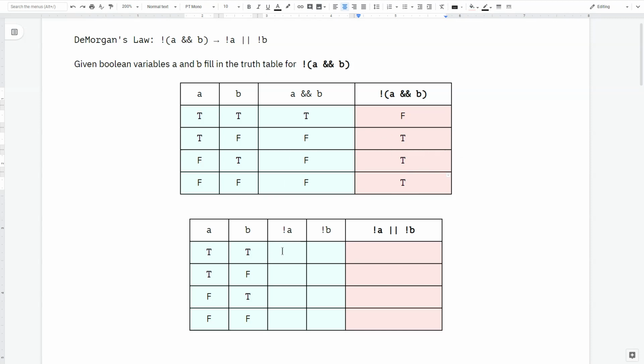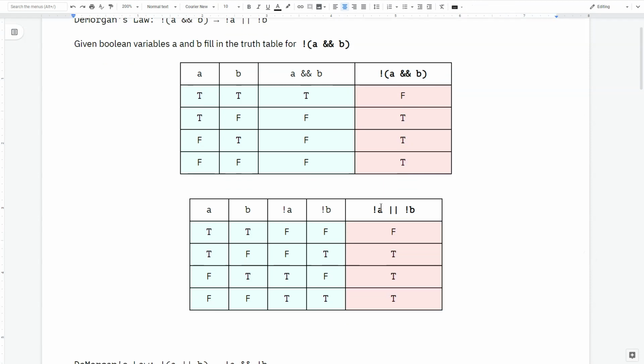And then for the second truth table, I have not A, not B, and then the or between them. So not A is just the opposite of A: false, false, true, true, and then not B: false, true, false, true, and then or. Remember, or is only false when they're both false. If one of them is true, it's true. Both are true, it's still true. So if I look at the final results, I have false, true, true, true for both of them. They're equivalent, they're the same.